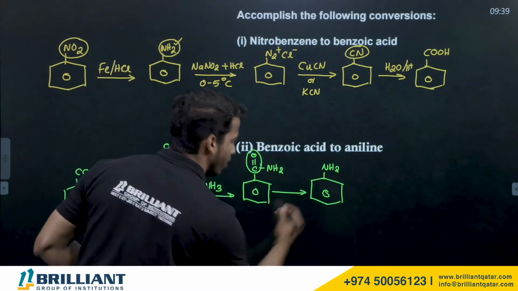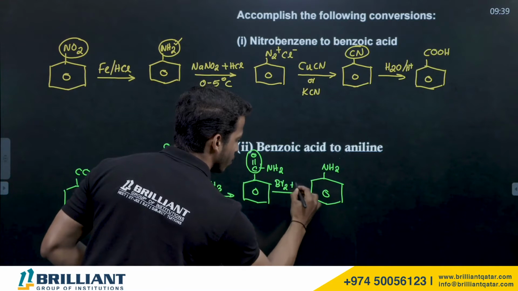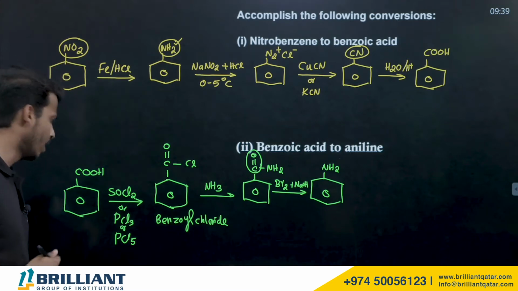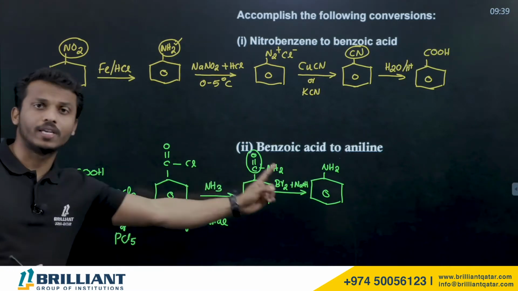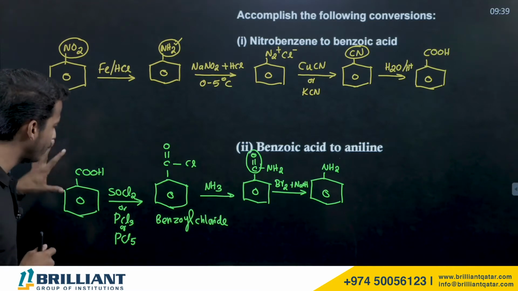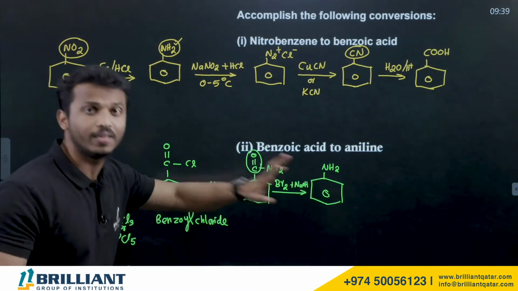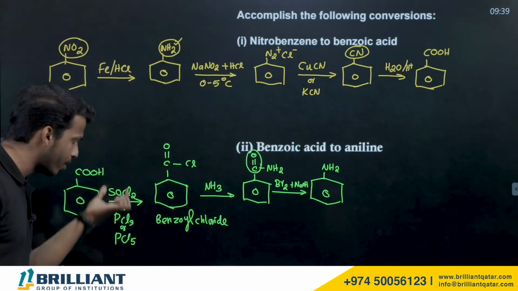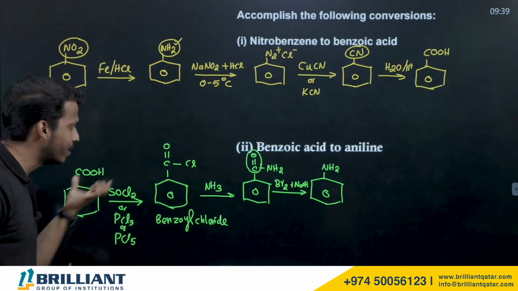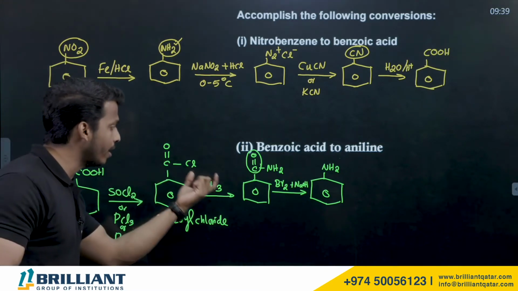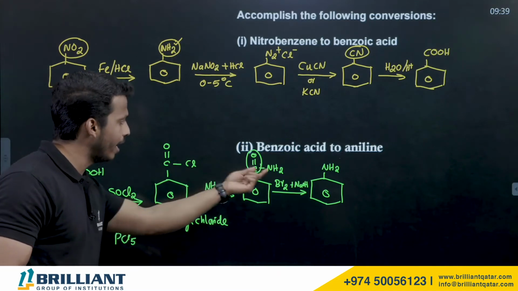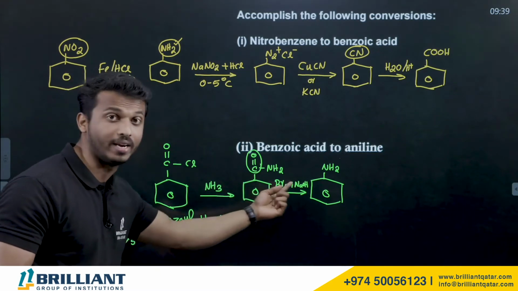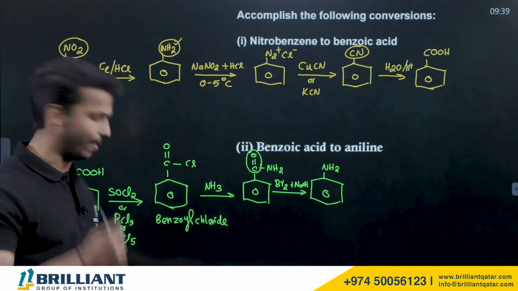What is the reagent we are using during the Hofmann bromamide reaction? Bromine in presence of a base, NaOH. Once again, the question is to convert benzoic acid into aniline. Here, benzoic acid has one carbon on the benzene ring, but aniline has no carbon on the benzene ring. So benzoic acid is first treated with thionyl chloride, PCl3 or PCl5, and the acid is converted into acid chloride. Acid chloride treated with ammonia, HCl goes off, and you get the NH2 amide. This is called benzamide. Benzamide on Hofmann bromamide degradation reaction will give you aniline. Clear? Next question.